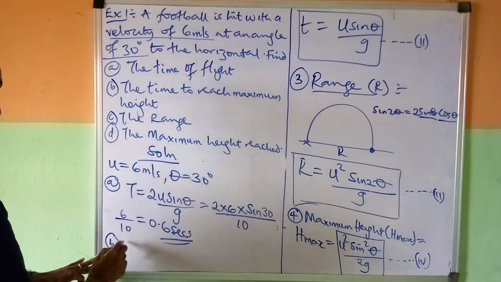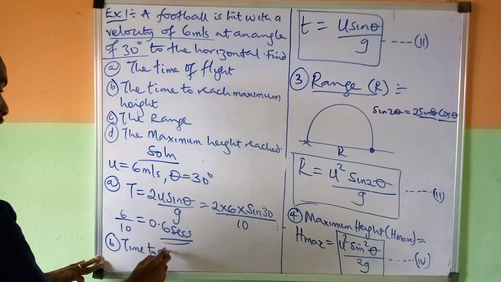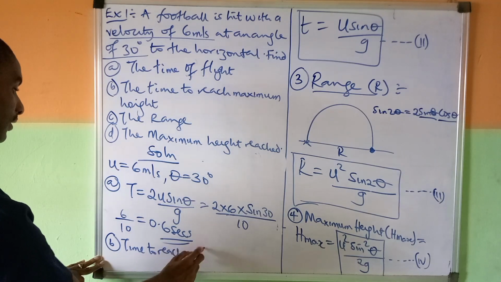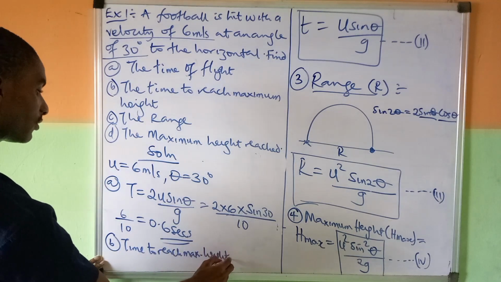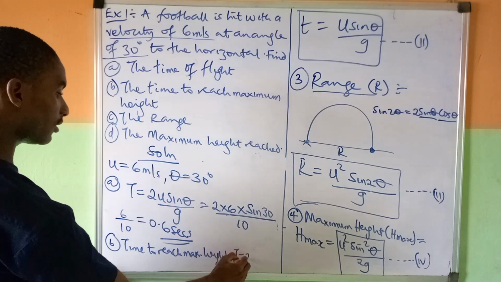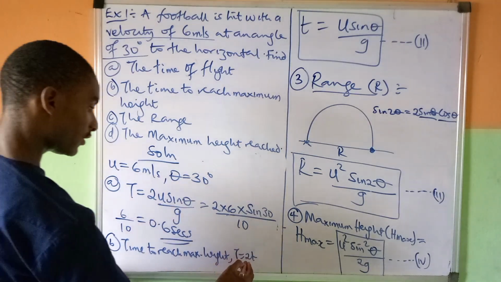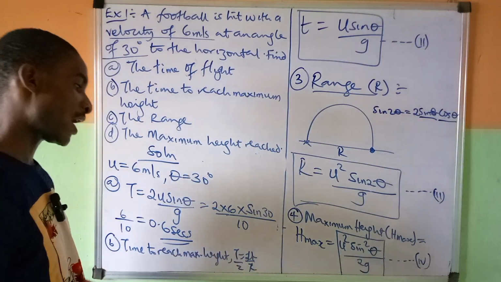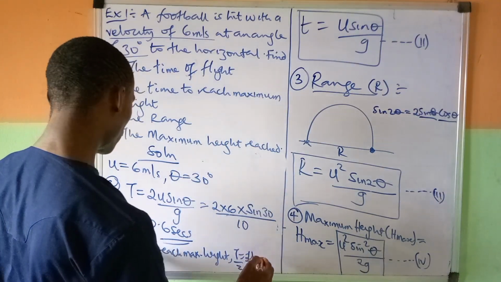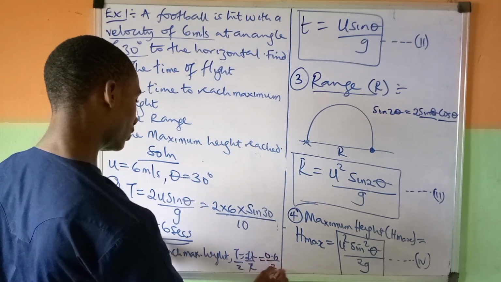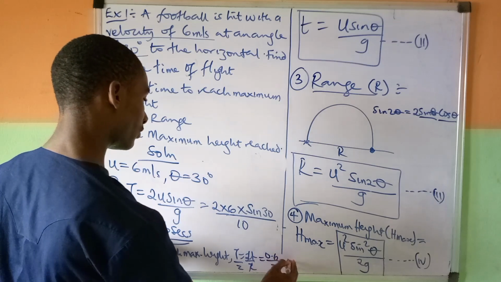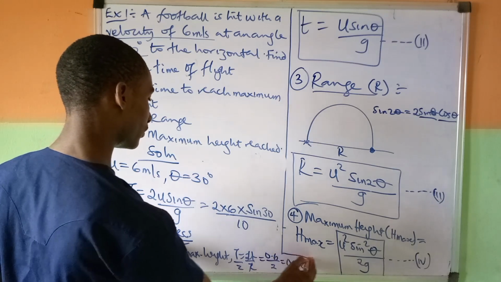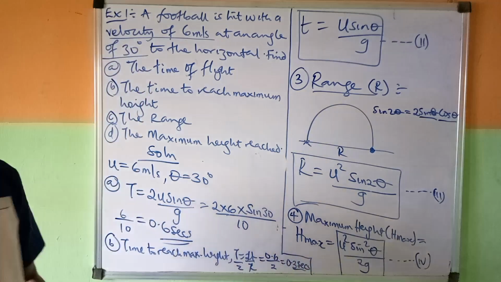Then my B says time to reach maximum height. You remember the time of flight is given as capital T equals 2t, so I'm going to divide my time of flight by 2, and I will have the time to reach maximum height. That's going to be 0.6 divided by 2. If I divide 0.6 by 2, my answer is 0.3 seconds. So that's the answer to B.